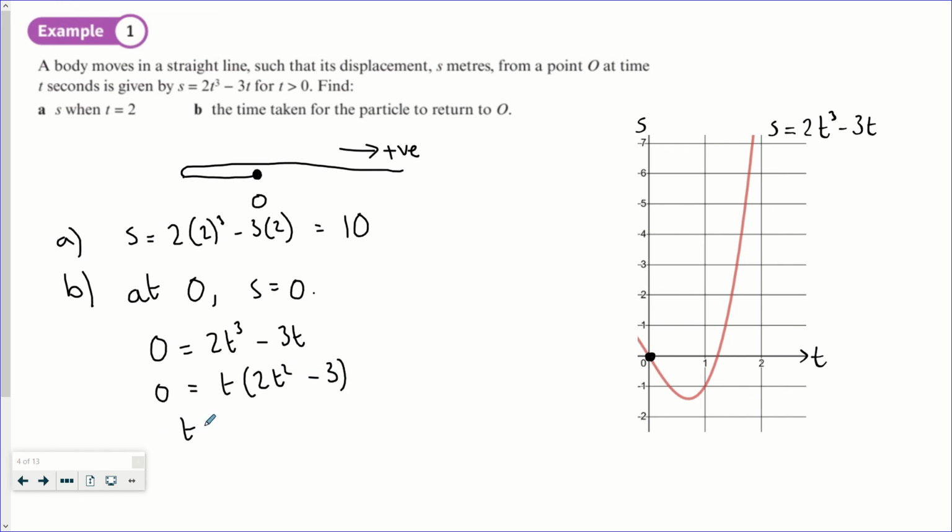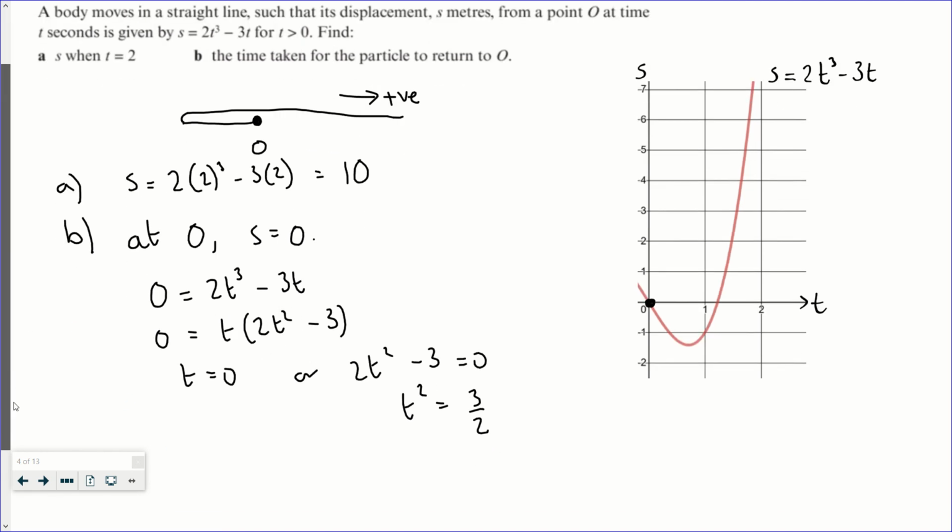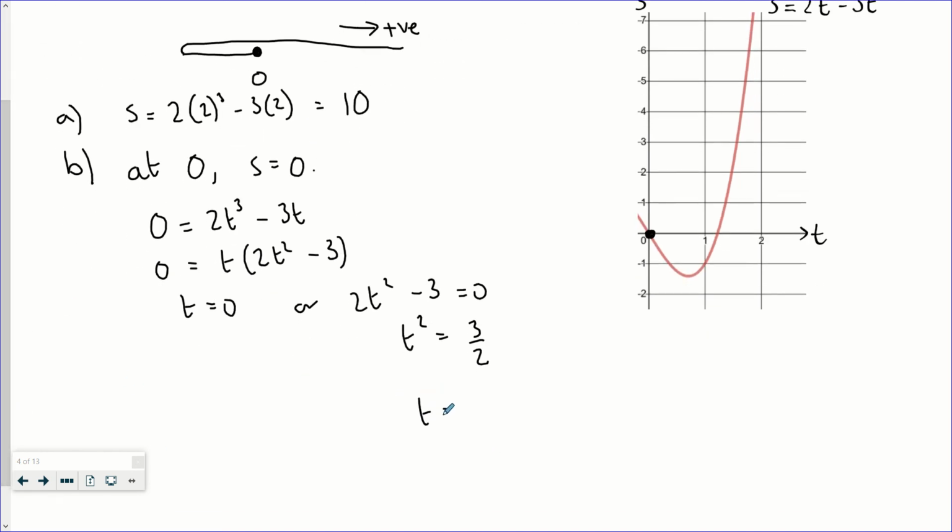So we're going to get two solutions: either t equals 0, or 2t squared minus 3 equals 0. If we solve that, we'll get t squared equals 3 over 2. And let's take the square root of that. So t is the square root of 3 over 2. And if we work that out, we get 1.22 seconds to 3 significant figures.